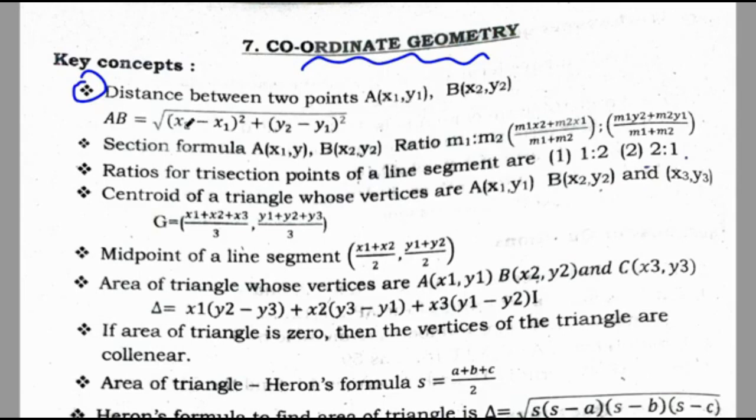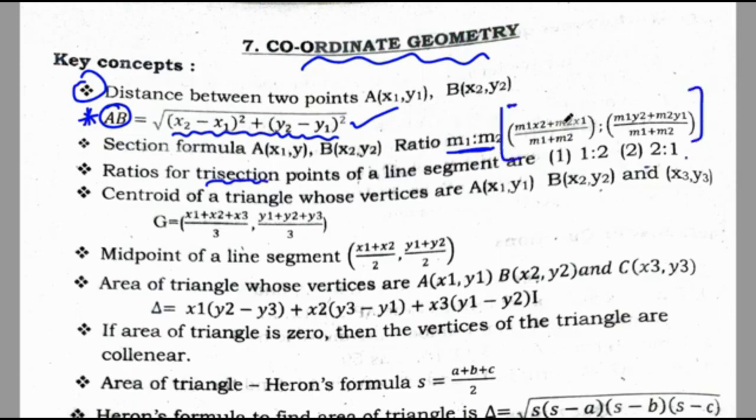Distance between two points is given by the formula: root over x2 minus x1 whole square plus y2 minus y1 whole square. So learn the formulas by heart. This chapter is a formula based chapter. All the problems are connected with the formulas. So learn the formulas perfectly. Section formula: whenever the word ratio or trisection is used, we have to use the section formula, students.